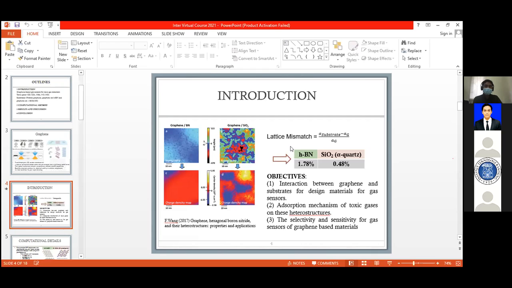the adsorption of this gas on the... okay, let me make it clear. So actually, there are two kinds of interaction in the materials in my research. The first one is when we put graphene on the substrate, the interaction between these two layers is a weak physical adsorption. And the gas molecule, when we adsorb it on the graphene, also belongs to physical adsorption.